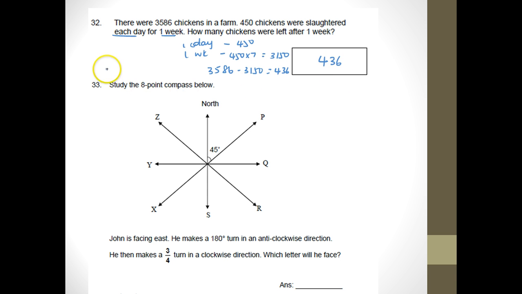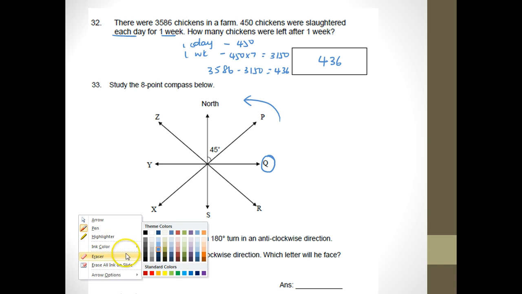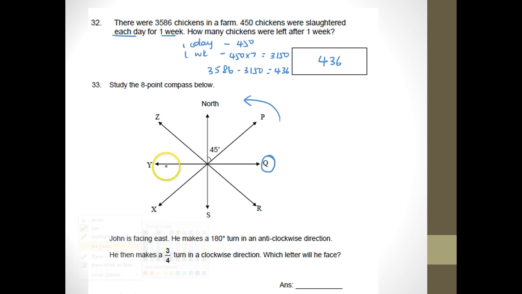chickens left. Study the 8-point compass below. John is facing east, which is Q. He makes a 180 turn anti-clockwise. So anti-clockwise is this direction, right? 180, he would face Y.